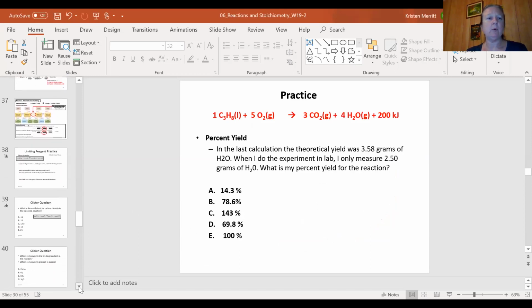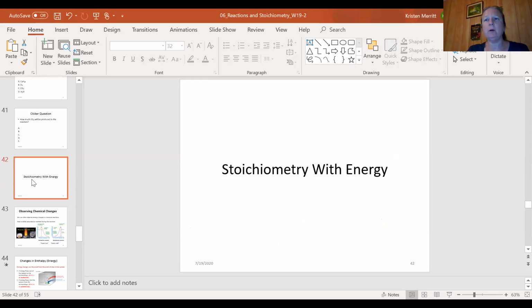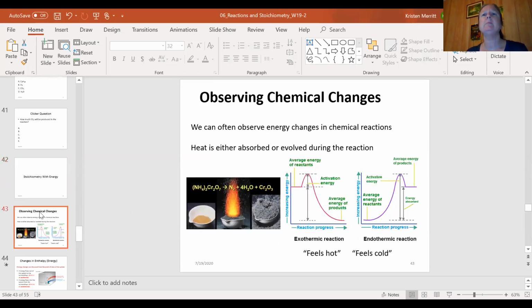The last thing I wanted to touch on was stoichiometry with energy. One of the examples I worked out with the 200 kilojoules, we did this. I'm going to go a little further into it. Pull up my other slides.